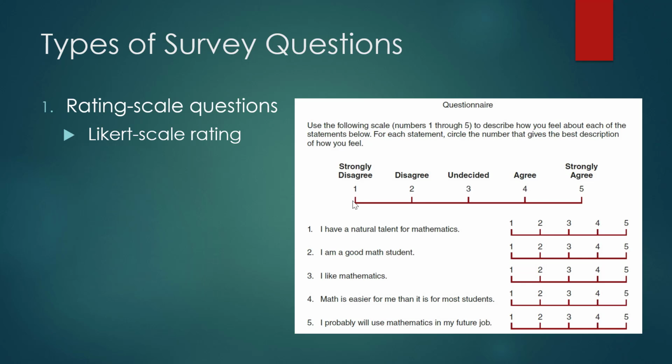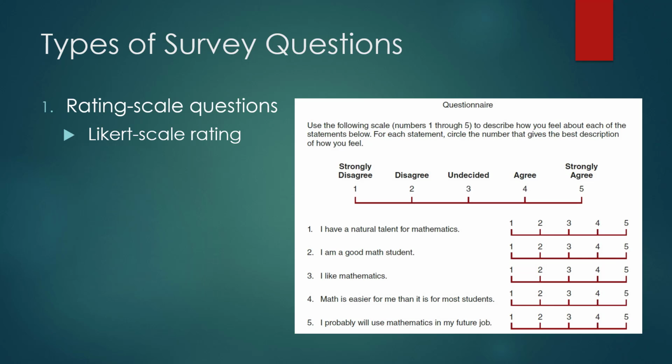So they're rating how they feel, and it's going to give a quantitative number. And here's another example. It's a Likert type scale, where participants are going to answer from strongly disagree to strongly agree. Here the question would be, I have a natural talent for mathematics. Strongly disagree to strongly agree. I'm a good math student. Strongly disagree to strongly agree. And the tendency is called a response set.